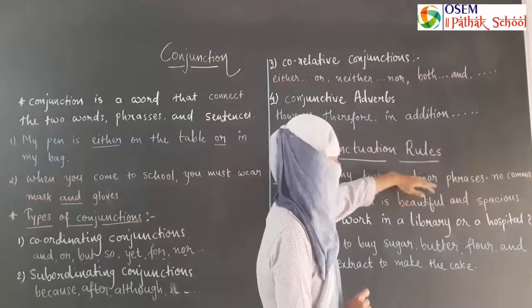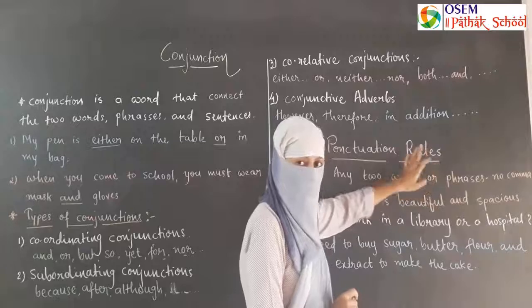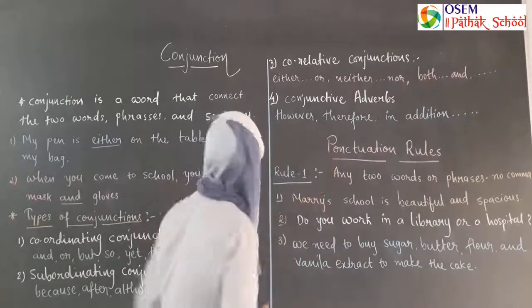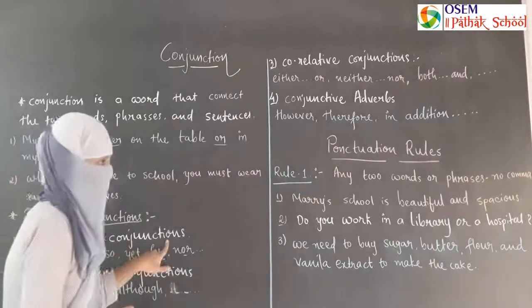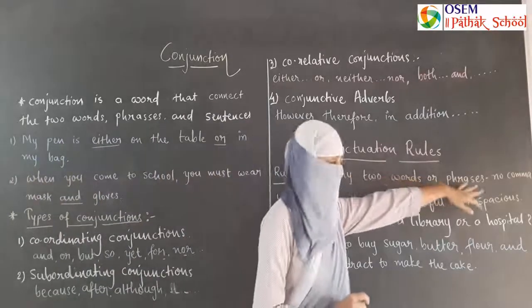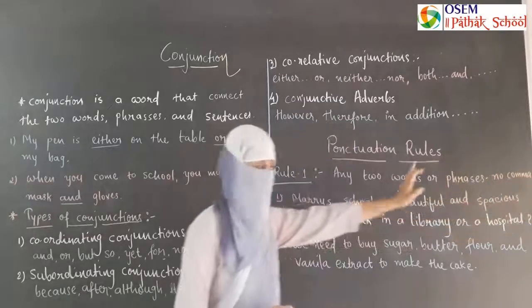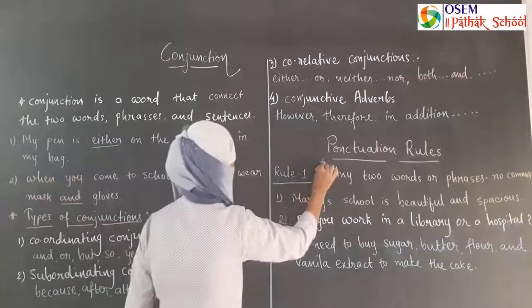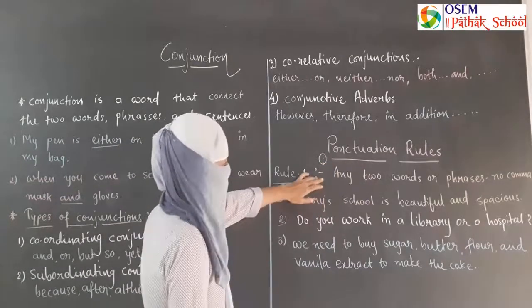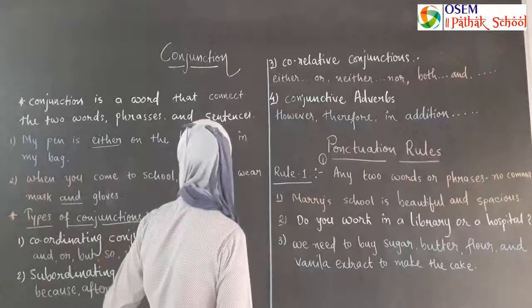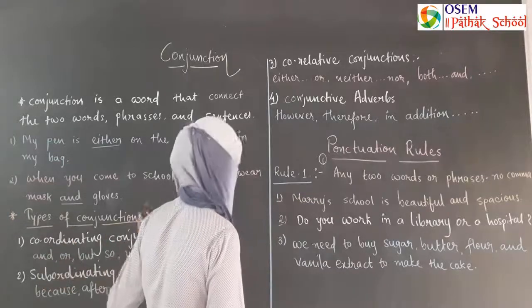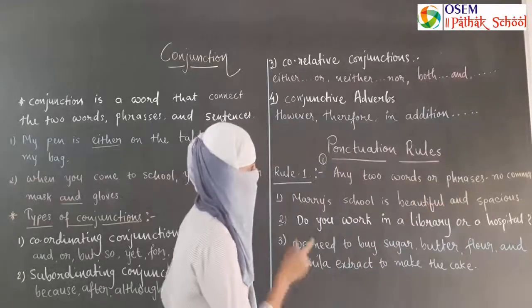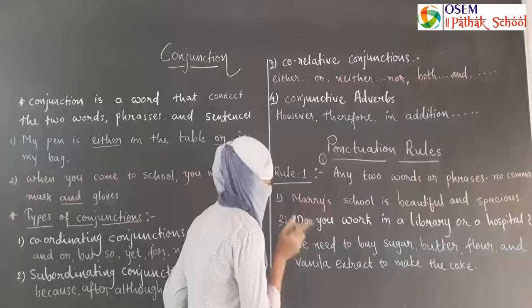Any two words or phrases, no comma. Whenever you connect any two words or phrases by a coordinating conjunction, there is no need for commas. First rule is about coordinating conjunctions. So remember that whenever you connect by a coordinating conjunction like and, or, but, so, yet, at that time, no comma, if you have two words or phrases only.